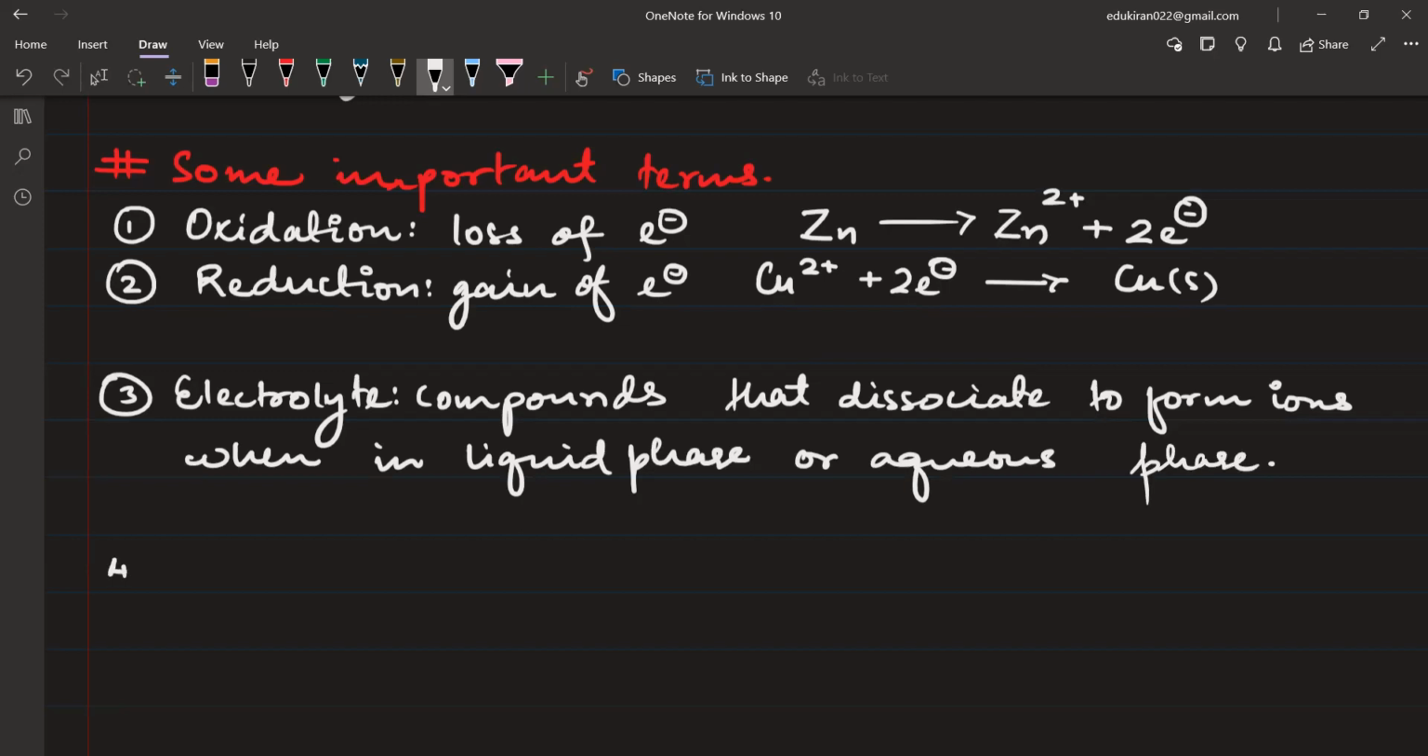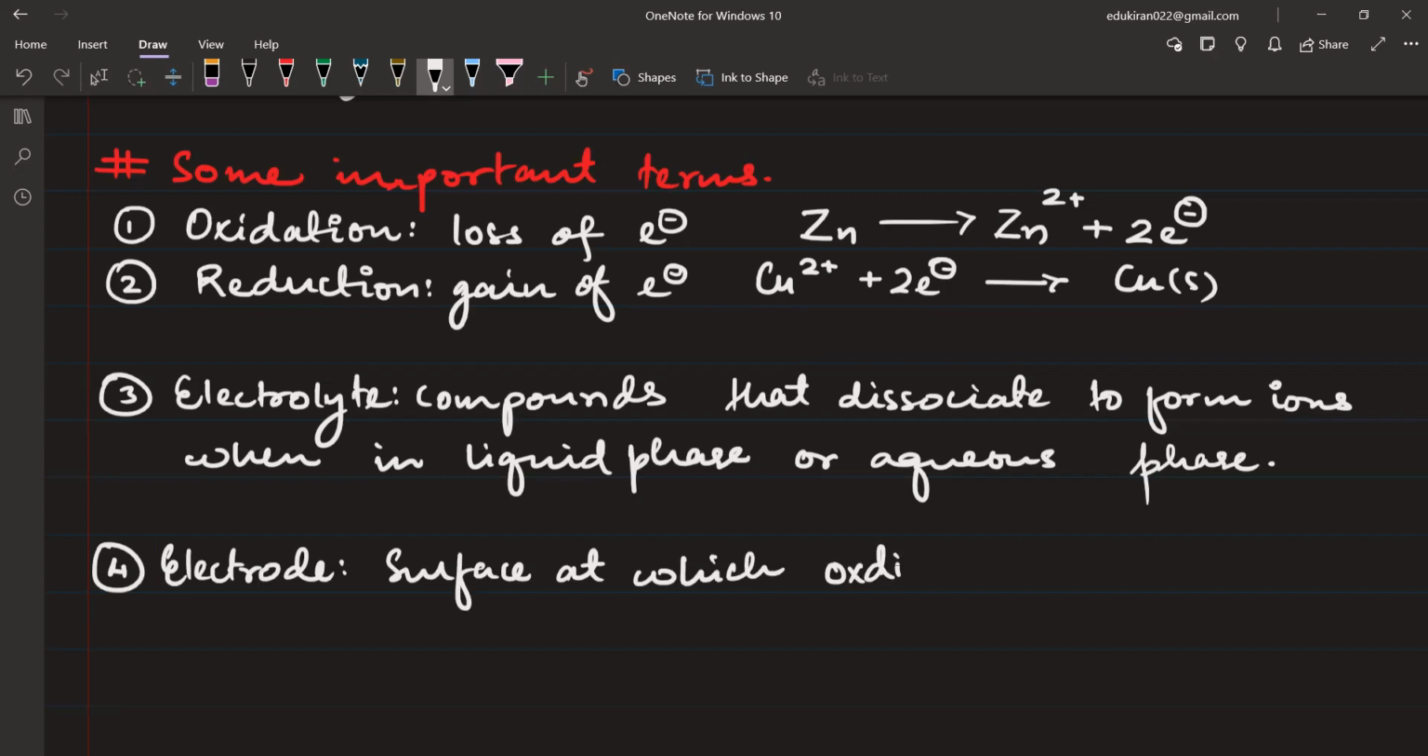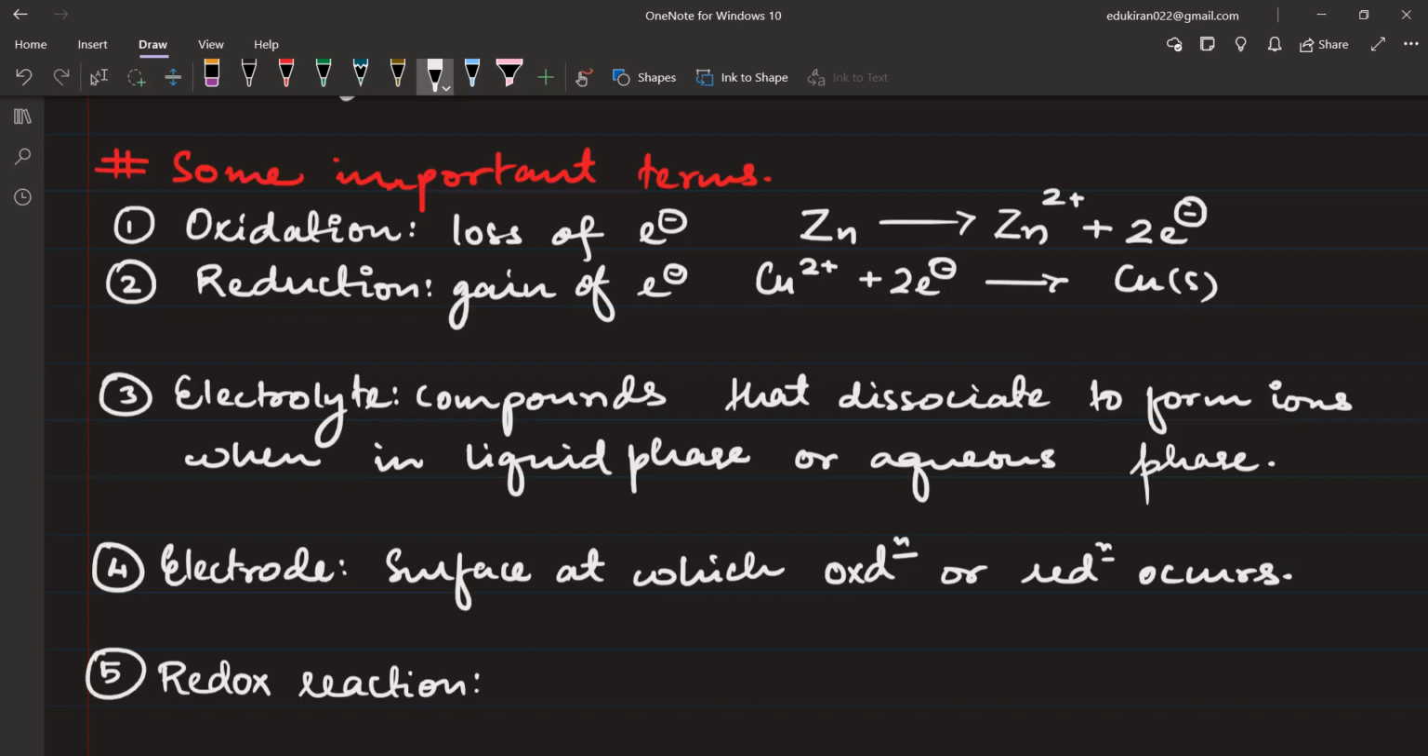Right, next, the fourth one, electrode. What is an electrode? Surface at which oxidation or reduction occurs. The fifth one, redox reaction. A reaction in which both things happen, oxidation and reduction. So we also call it an oxidation-reduction reaction.